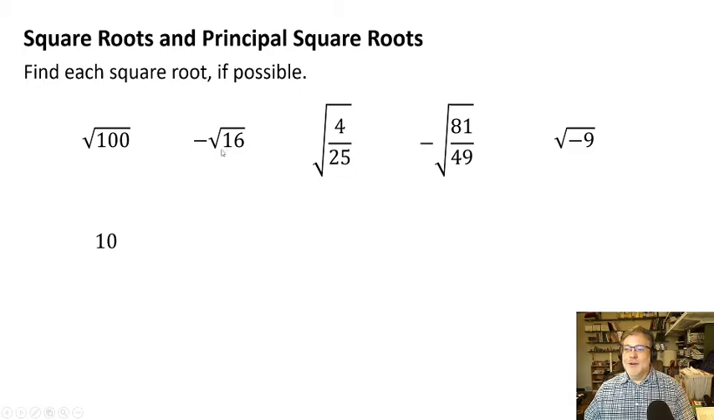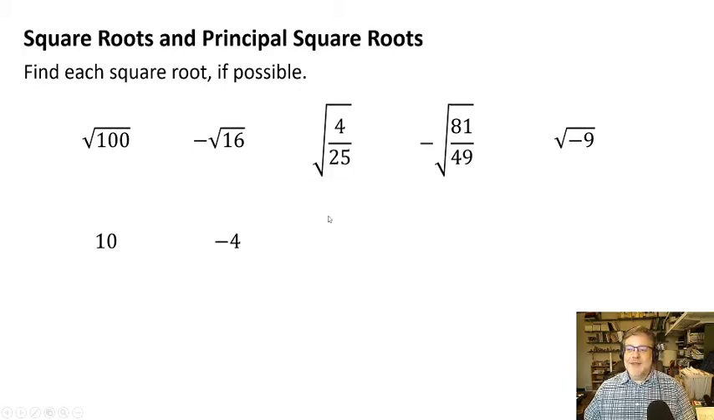The negative square root of 16, well, 4 times 4 equals 16. It's also true that negative 4 times negative 4 is 16. So we're specifically referring here to the negative square root of 16, which is negative 4. Now think about how we deal with fractions when we're working with square roots here.